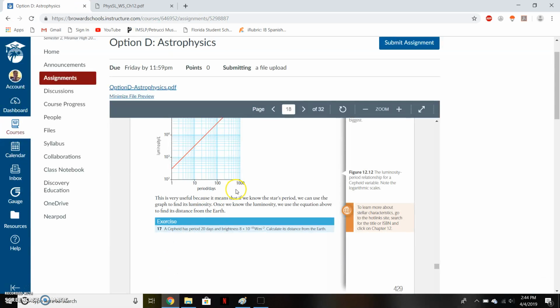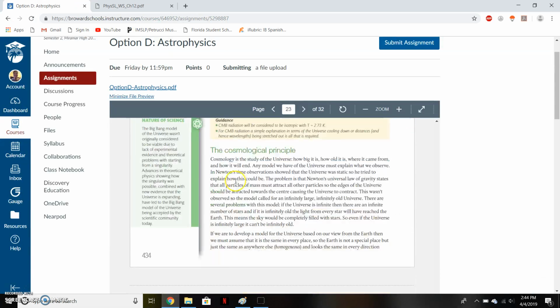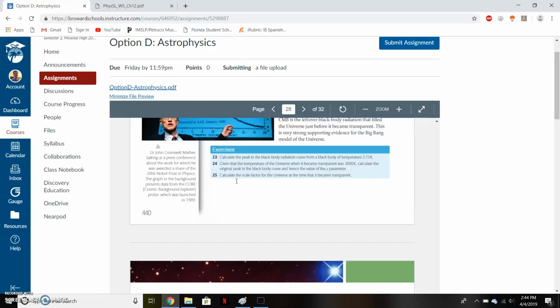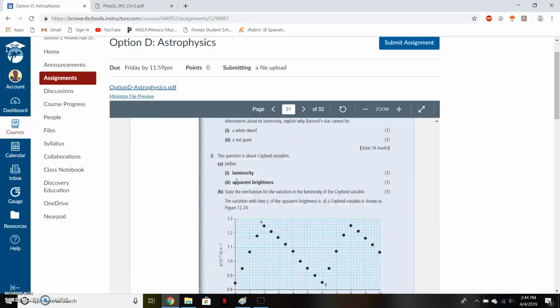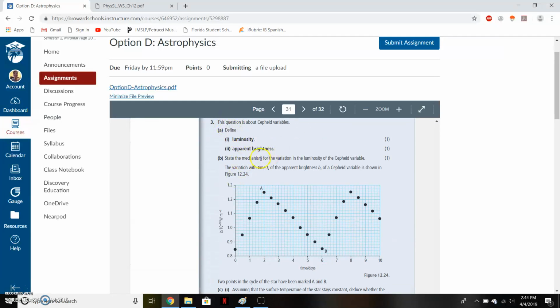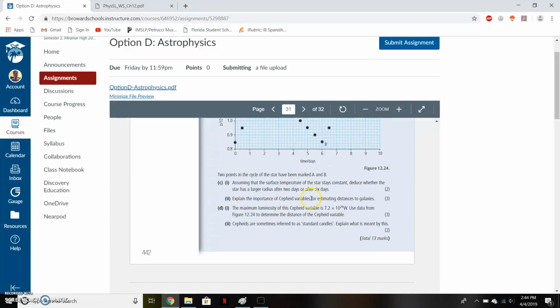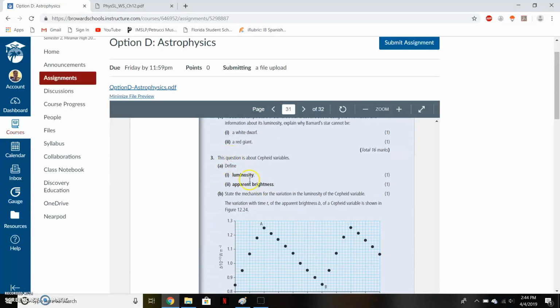Now for our final problem, we're going to be doing question 3 from the practice questions. Alright, question 3. I'm only going to be drawing out the ones that require calculations, because the other ones are explaining, and I'll explain them. So, question 3, the first part is define these two terms. Luminosity is the power radiated from a star, and that's the definition.